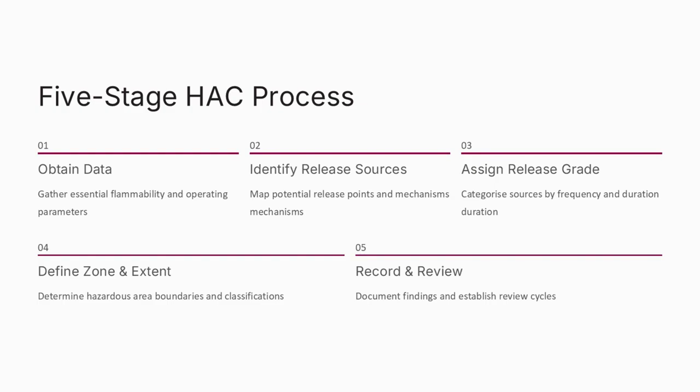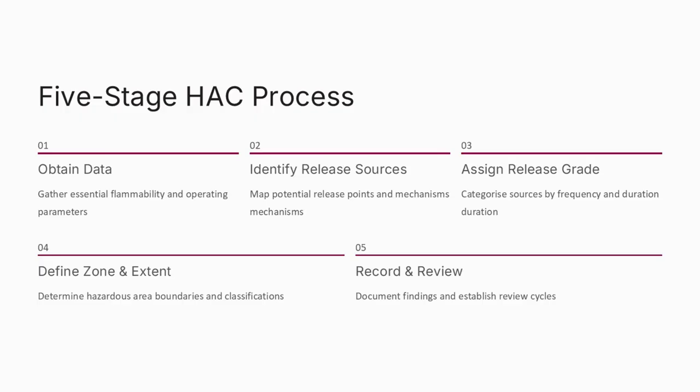Once you've found out the sources of release, assign the grade of release. Are they most of the time, some of the time, or very, very little? And then assign zonal classification and the extent of the zone. Try to be realistic about the extents and the classifications.